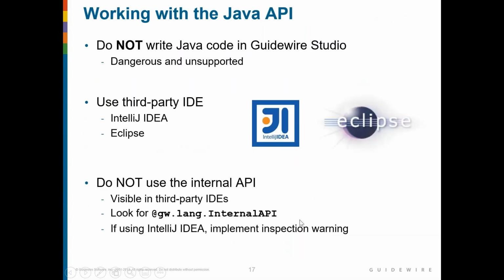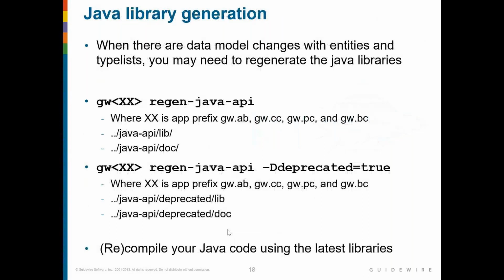So new features for working in Java. Do not write Java code in Guidewire Studio. Dangerous and unsupported. Use a third-party IDE, IntelliJ, Eclipse. Do not use the internal APIs, Java.internal. Use IntelliJ IDEA. Implement inspection warning. This is how to work with the Java API, they're telling. So for Java library generation, you can use GWPC regen Java API, ABCC, PCBC, anything based on the application. And this regen Java API is deprecated, is true. They are saying this is also a deprecated method, but this we are using currently.